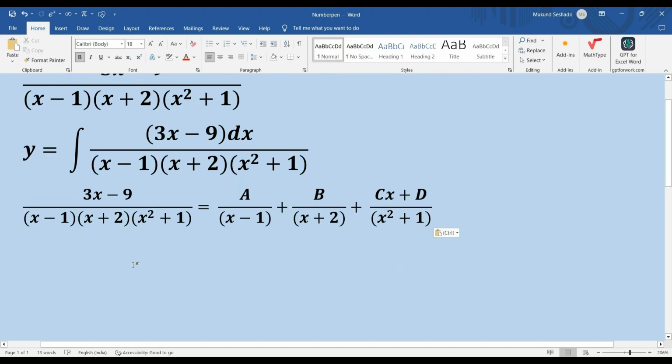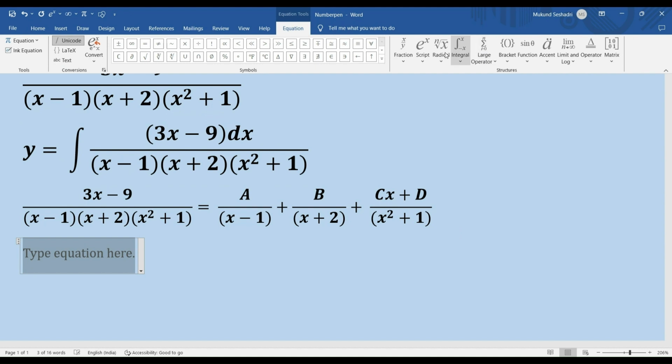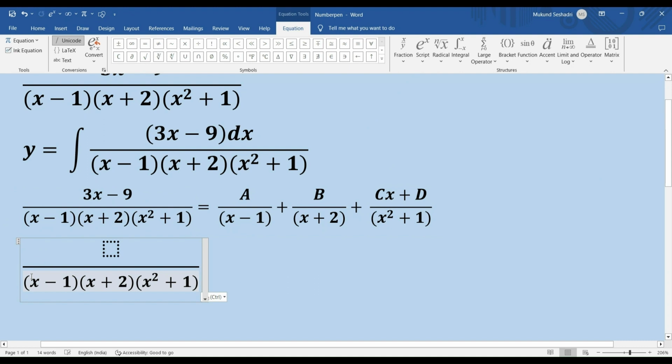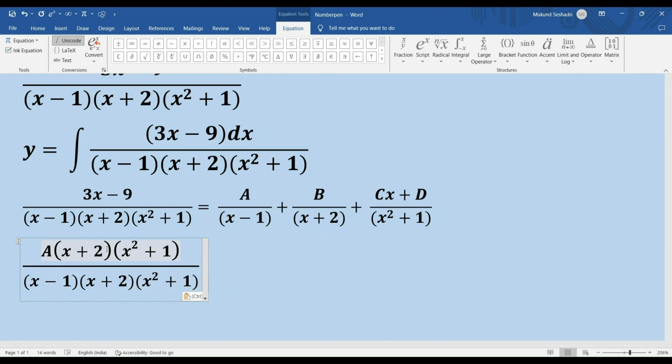So now the common denominator for this particular expression is x minus 1 into x plus 2 into x squared plus 1, right? So I'm going to make the denominator common for this particular expression. And when I do that, what do I get? So first, let's write down our denominator. My common denominator is nothing but x minus 1 into x plus 2 into x squared plus 1, right? So when I have this in the denominator, my first expression, which is A divided by x minus 1, what does it become? It becomes A into x plus 2 into x squared plus 1, right?